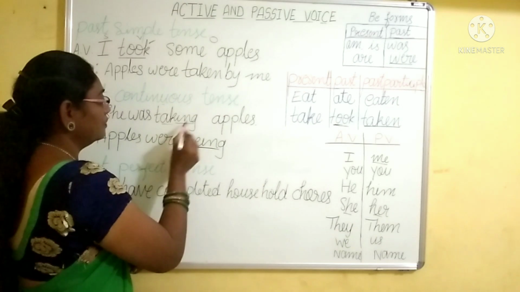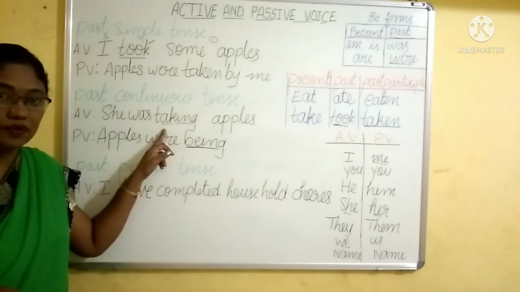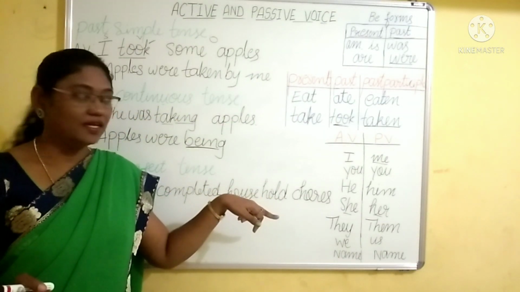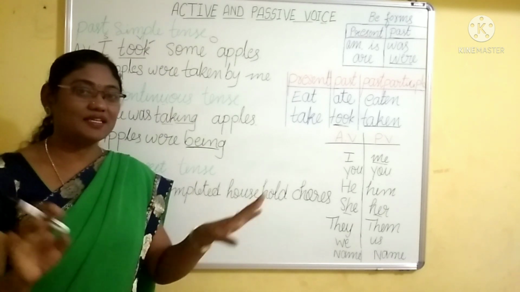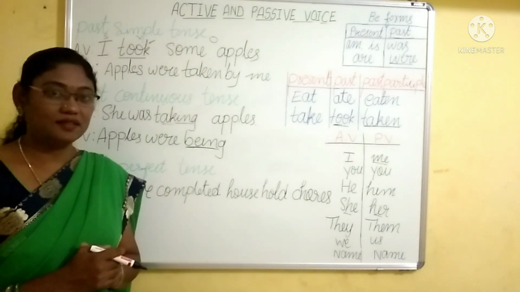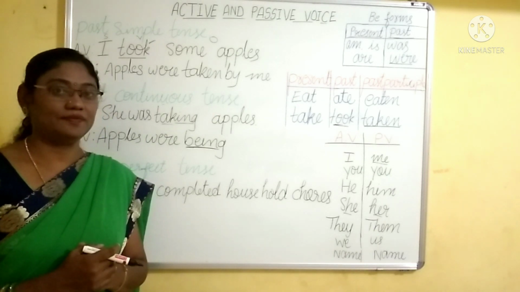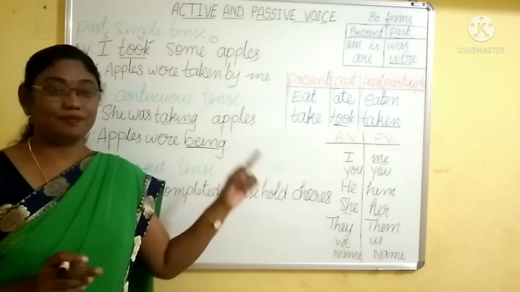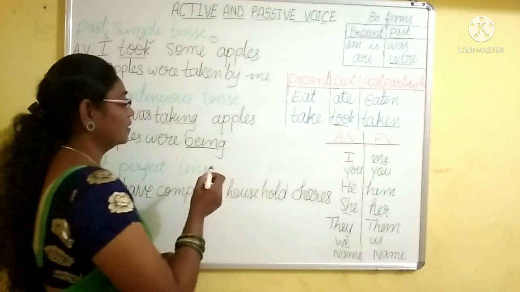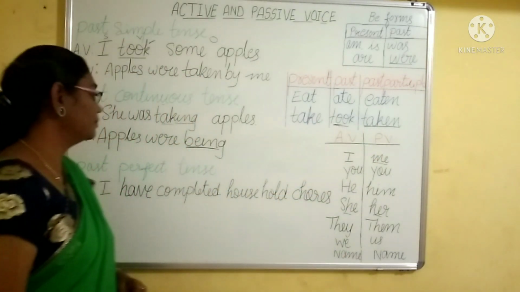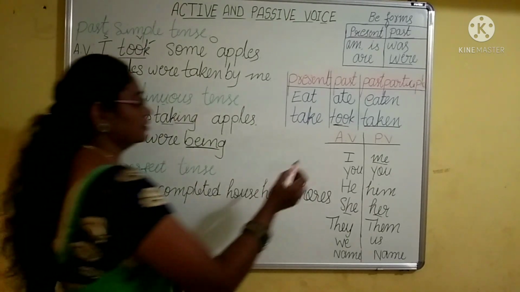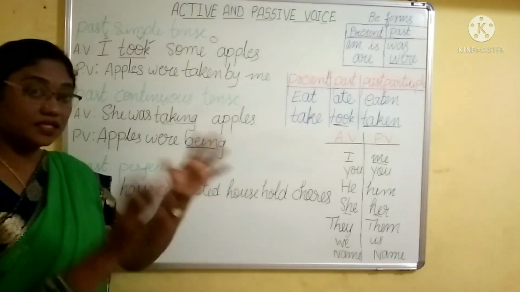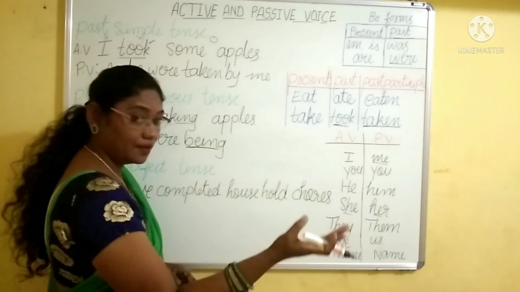Yes. What is the main verb here? Taking is the main verb. Was is the helping verb. The main verb will be modified into what? Past participle. Yes. I have been saying that when we talk about passive voice, we must use only the past participle. Here, this one. Apples were being taken. Taking will become taken.